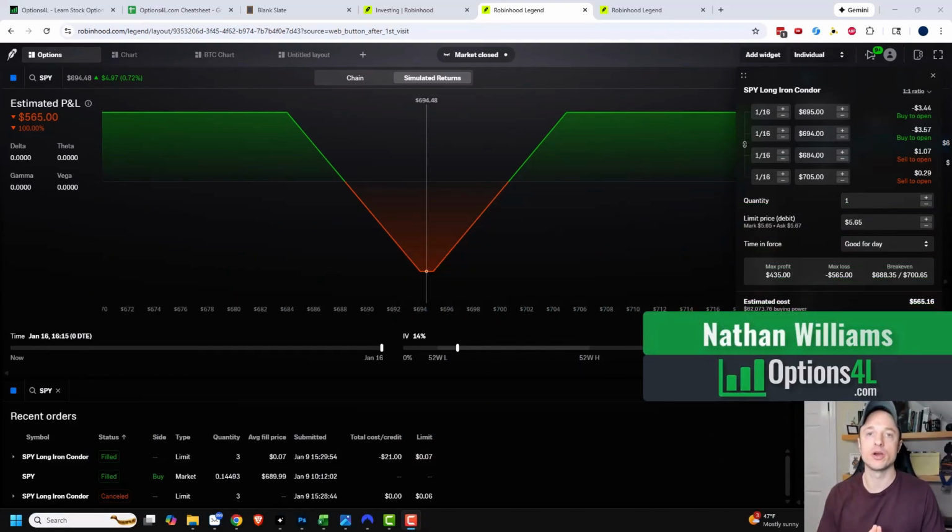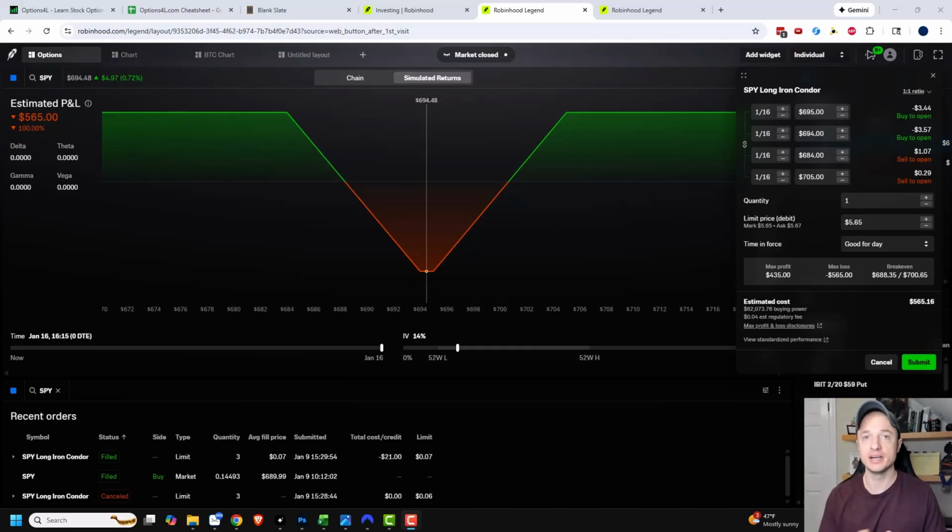In this video, we're going to go over the long iron condor. We're going to do a definition or explanation of what a long iron condor is. Then we'll hop over to Robinhood, and I'll show you how to set up a long iron condor. And then we'll look at Robinhood Legend and we'll do a long iron condor over there.